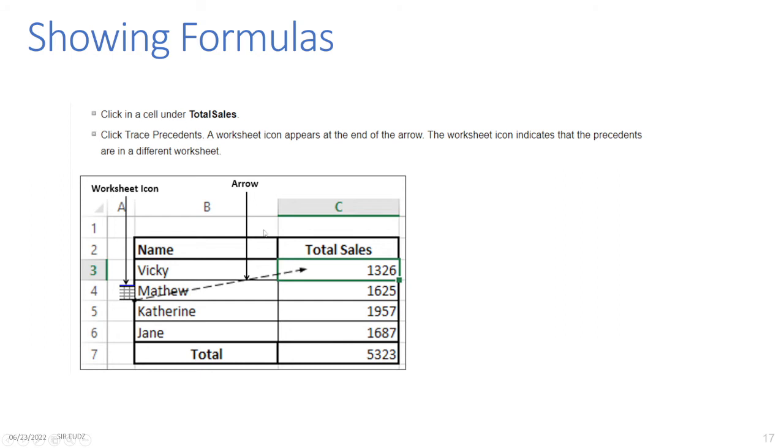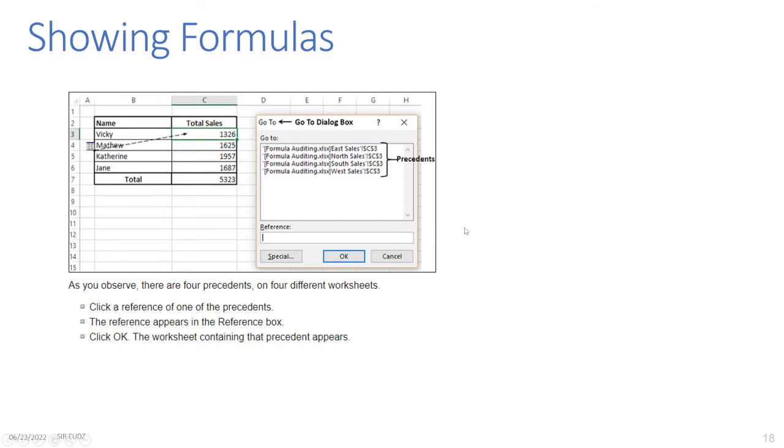Click in a cell under Total Sales. So let's say for example this one, and then click Trace Precedents. A worksheet icon appears at the end of the arrow. The worksheet icon indicates that the precedents are in a different worksheet. So if this icon appears, then that means that the precedents are in a different worksheet. As you observe, there are 4 precedents on 4 different worksheets. So these are different worksheets.